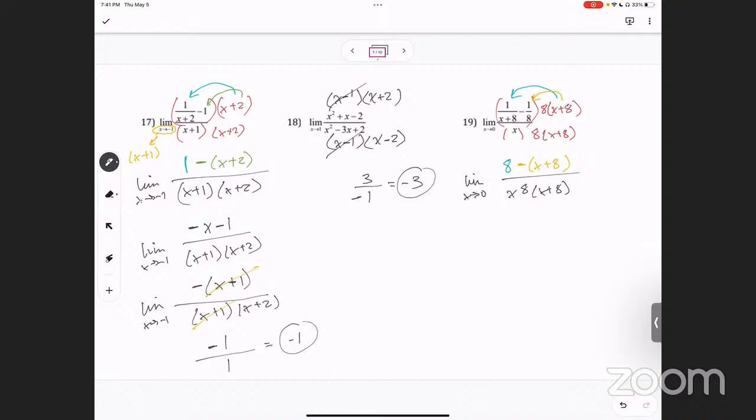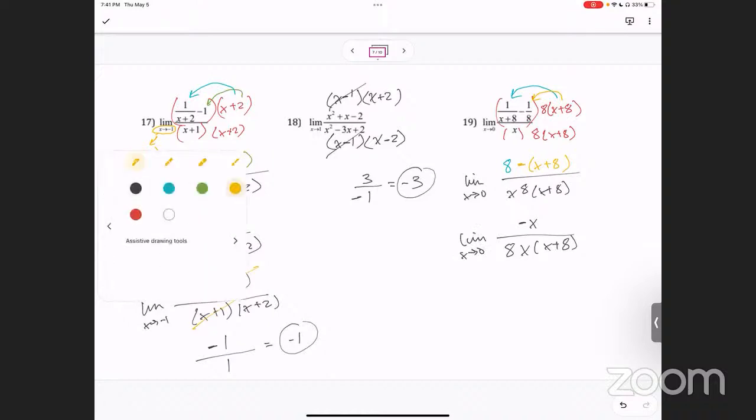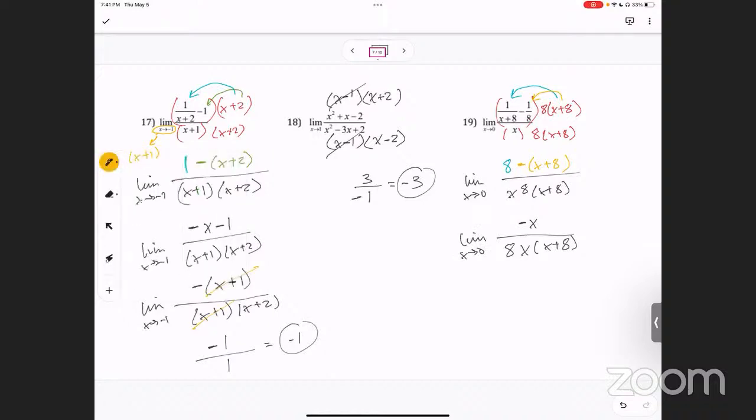And now, how does that top part simplify? It's going to be negative x minus 0, and then 8x times x plus 8. And what cancels out? The x's? Yeah. And what am I going to be left with? You're going to be left with negative 1 over 8 times x plus 8.